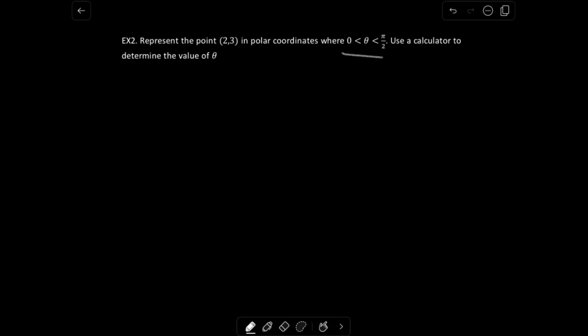And before we even use the equations, let's plot this point and see what we are trying to get. So it says that point 2 and 3, that's obviously somewhere here. So that's 2 and 3. And take important note of the restriction where theta is between 0 and pi over 2, that's basically 90 degrees. So it's between 0 and 90 degrees. So it has to be, obviously, in this first quadrant here. And the reason why we have this restriction is because it's going to restrict our theta and it's going to restrict our r. So let's work with r first.